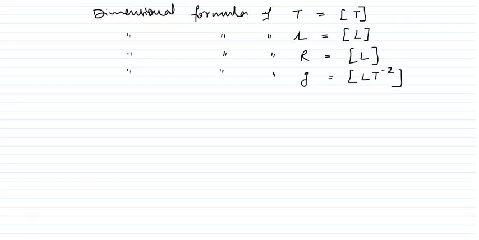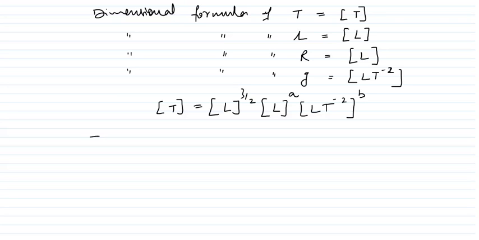Now we will write the dimensional formula of each and every physical quantity with the powers as written here. So we will write T is equal to K, no need to write R. R means L raised to power 3 by 2. Then this is R, R is again length, raised to power A, and this is g raised to power B. g means LT^-2 raised to power B.